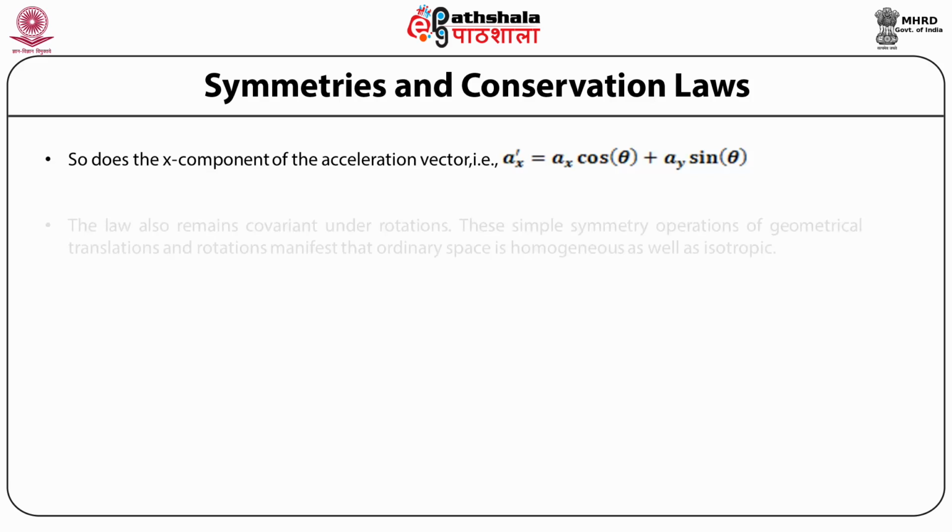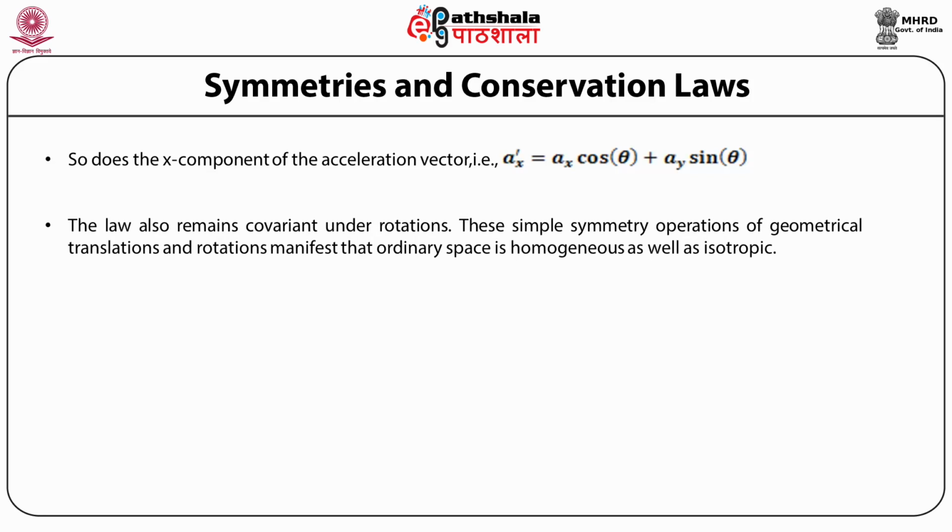And we can see that the laws of motion of Newton also remain invariant under rotation. These simple symmetry operations of geometrical translations and rotations manifest that ordinary space is homogeneous as well as isotropic. What we mean is that under such space transformations, geometrical translations and rotations, one can see that the space is homogeneous, or that the properties of the space remain the same when we move from one point to another, either through a geometrical translation or through a rotation.